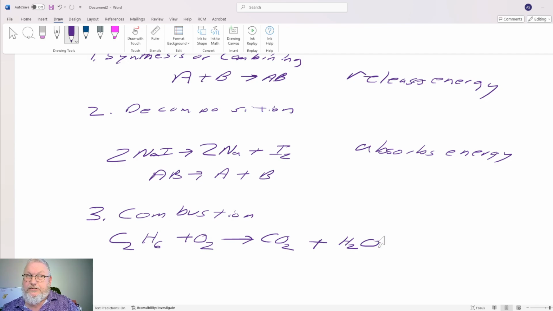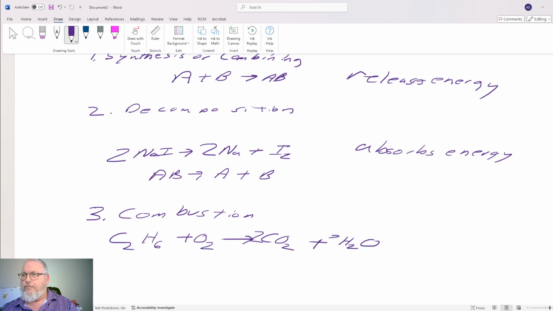Now, to balance these, of course, it's combustion. You're lighting a fire. What it's going to do is release energy. That's pretty easy. So how would we balance it? Well, it's pretty simple. First of all, you're going to balance the carbons. I've got 2 carbons here. I got 1 carbon there. I'm going to put a 2 right there. Let's see if that'll do it for us. Then we got to do our hydrogens. So I've got 6 hydrogens there. I've got 2 hydrogens here.